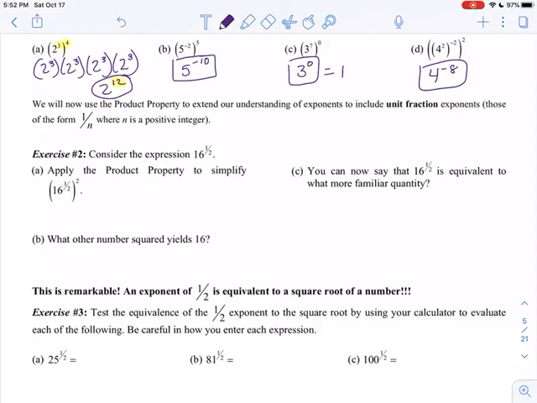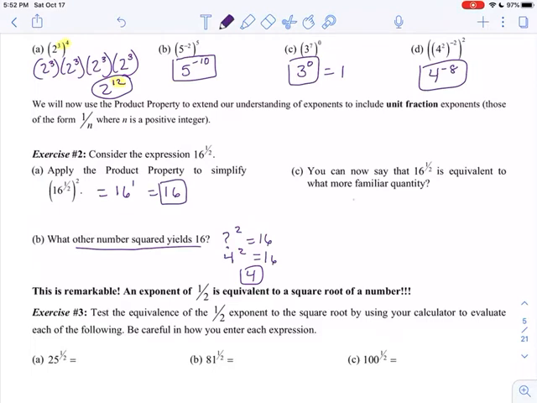So let's look at the expression 16 to the 1/2 power. Apply the product property to simplify. So 16 to the 1/2, squared. Well, I'm multiplying 1/2 times 2, which is 1, and 16 to the first power, anything to the first power is just itself. Okay? What other number squared yields 16? So basically, what number times itself equals 16? Well, if you said 4, 4 is right.